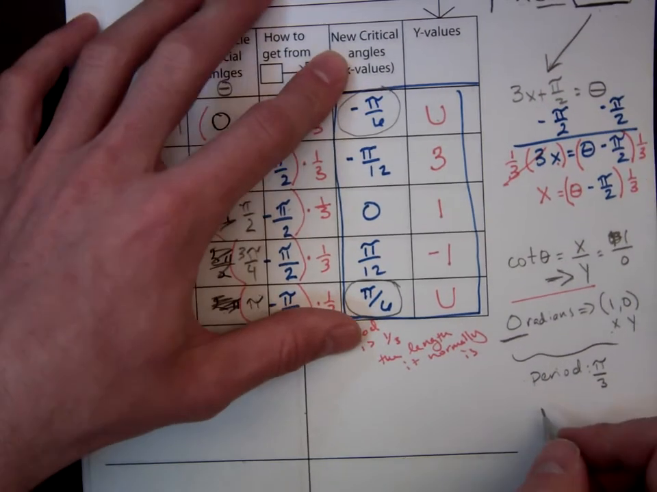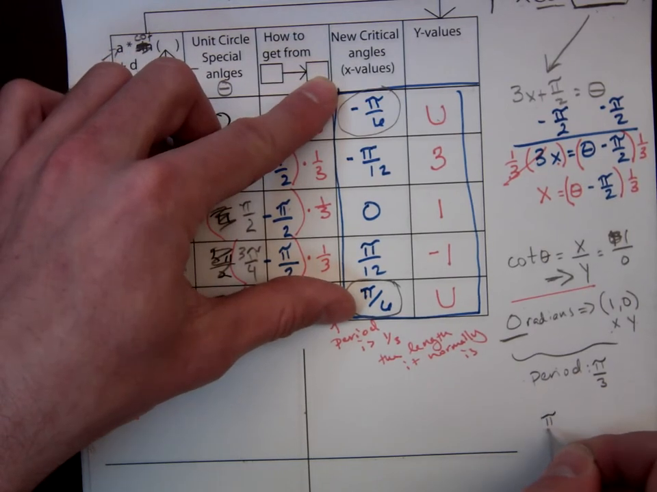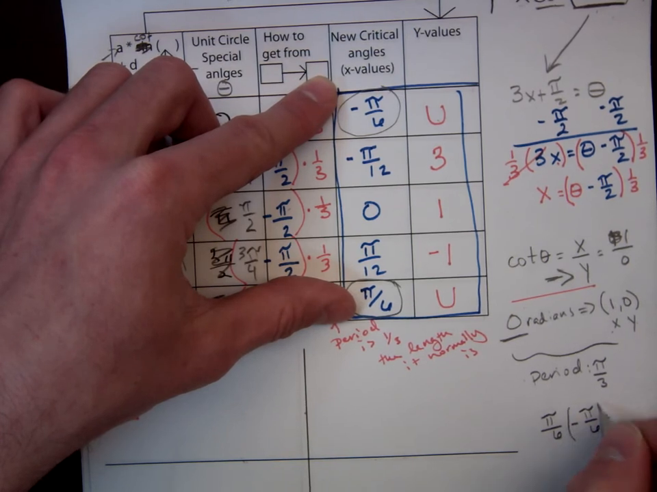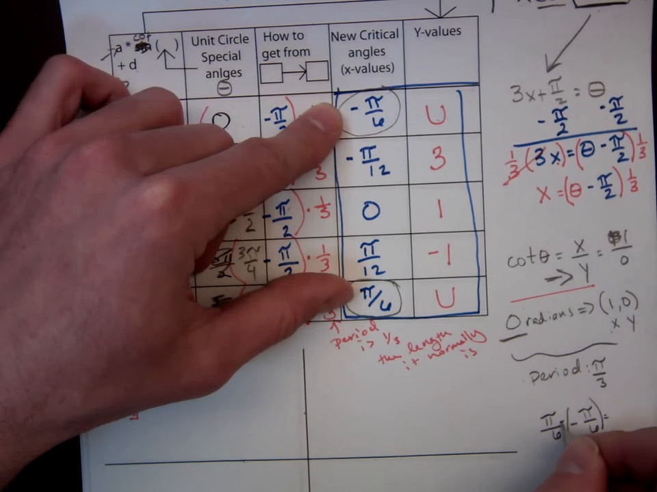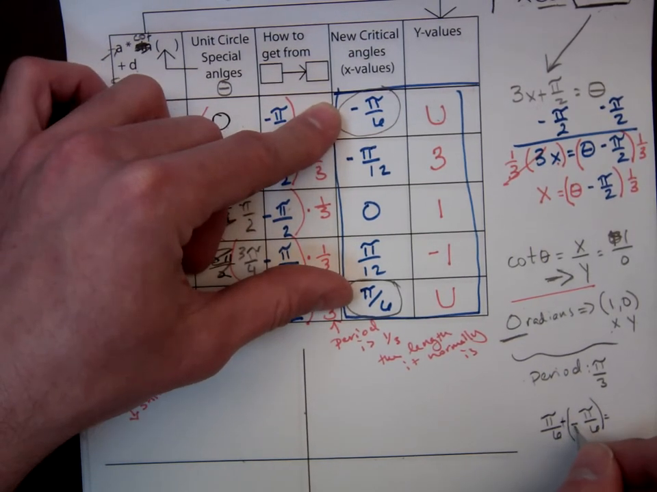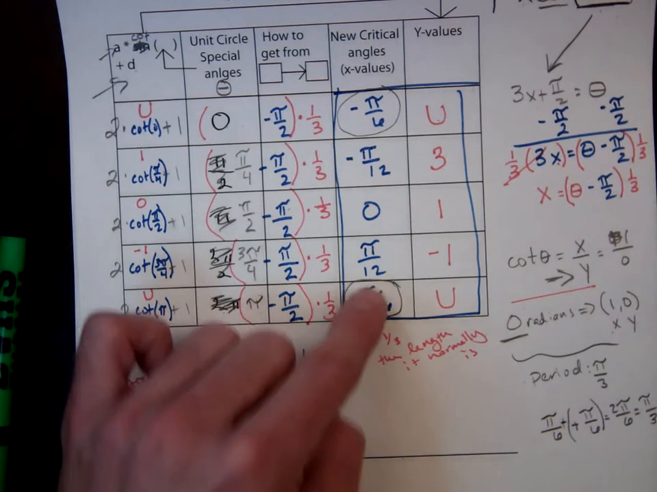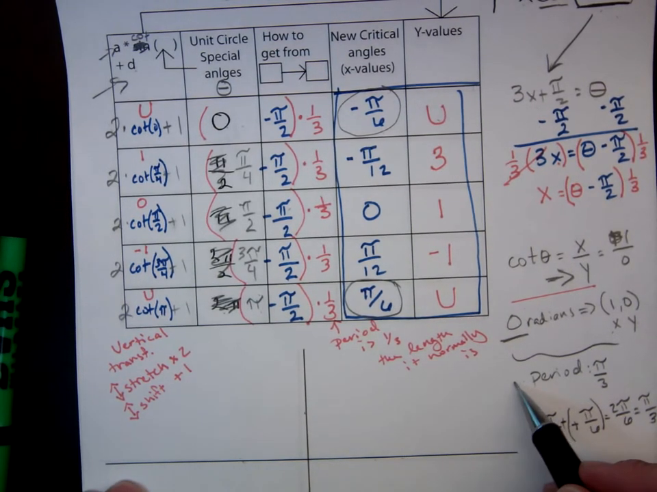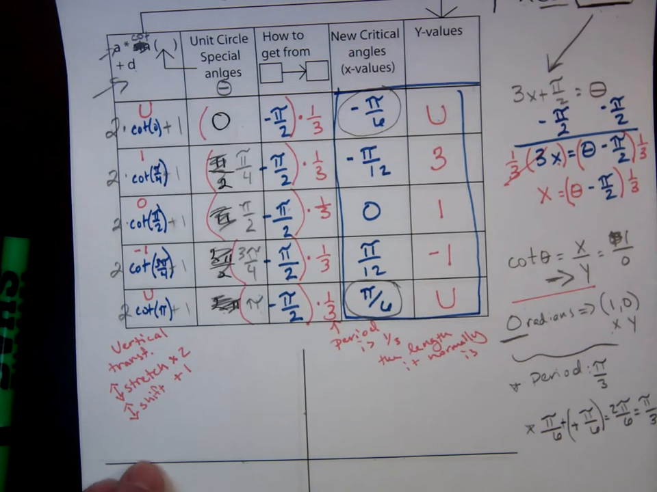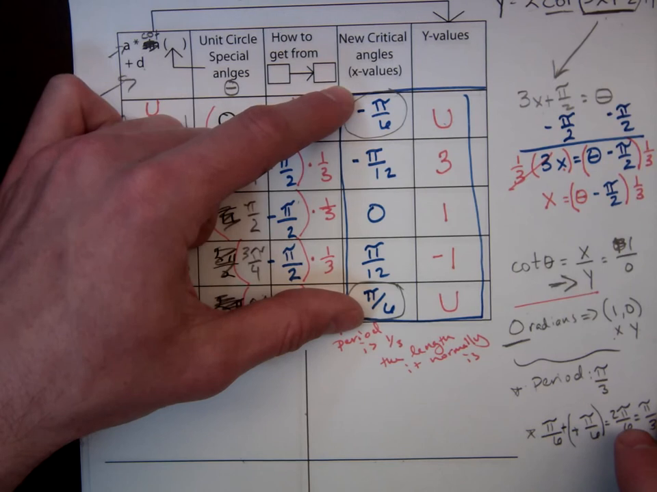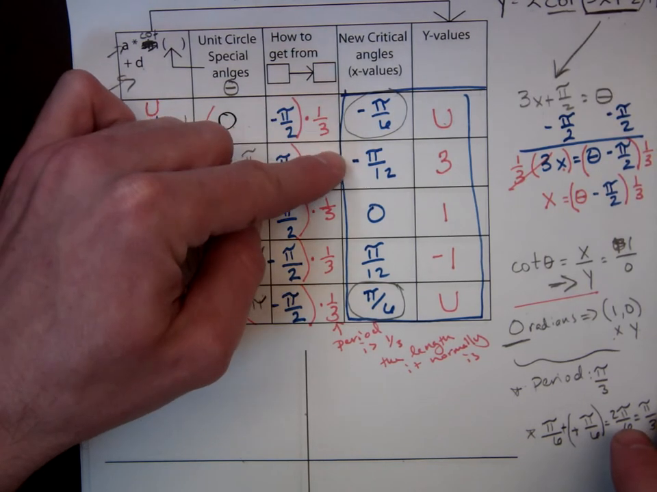Now we can verify that by taking pi over 6 minus negative pi over 6, and we are going to get plus 2 pi over 6, which reduces down to pi over 3. So we can see that this is one full period, and we verified that in 2 different ways. Now we just have to plot our values. I'm going to make a quick check here and see that I start at negative pi over 6, and it seems like every one of my values is increasing.